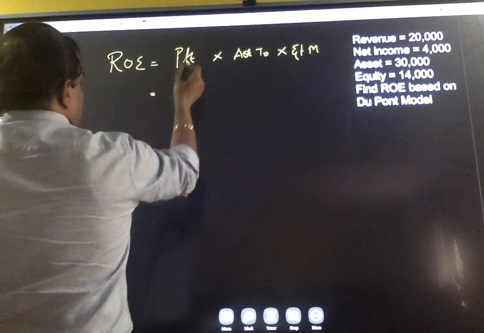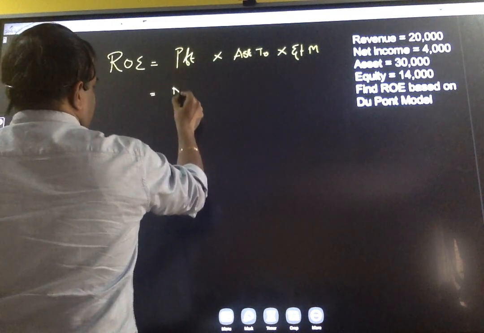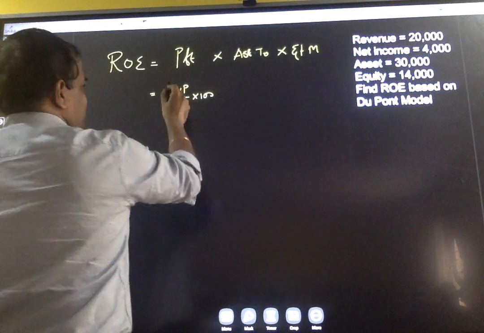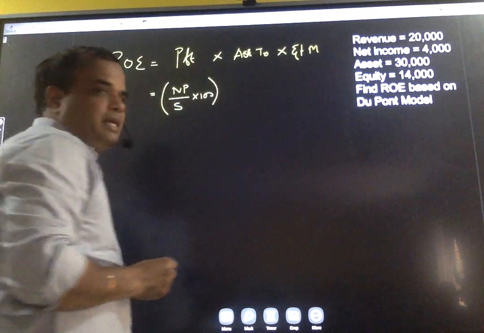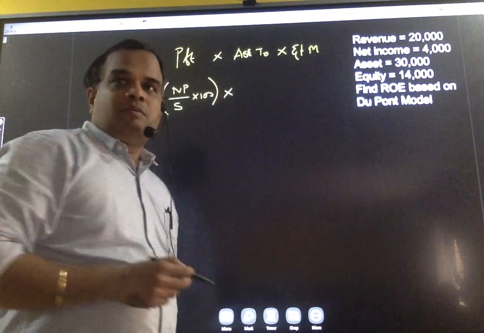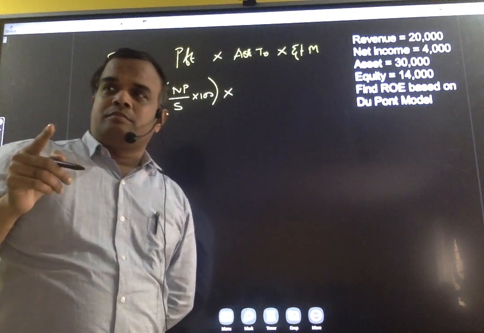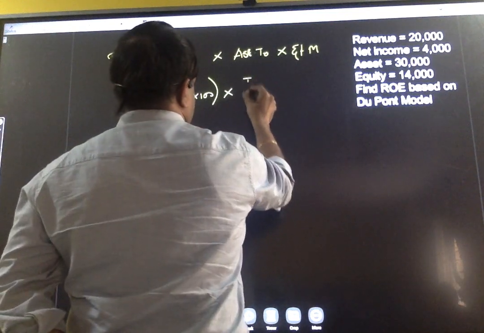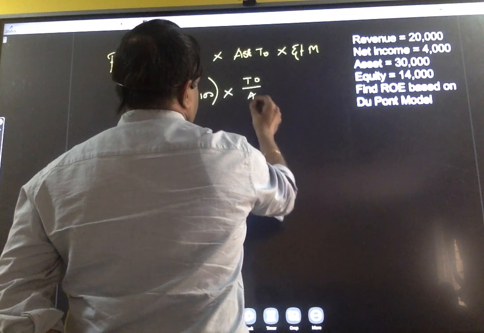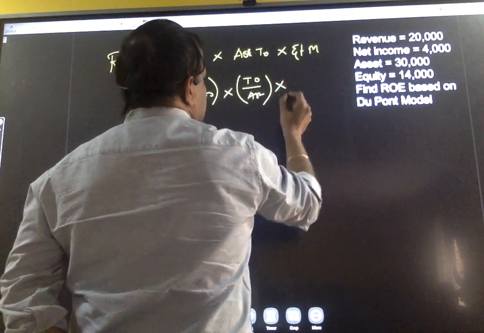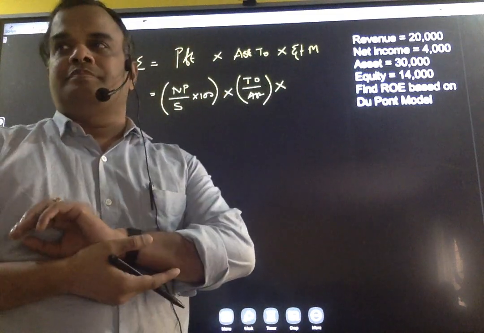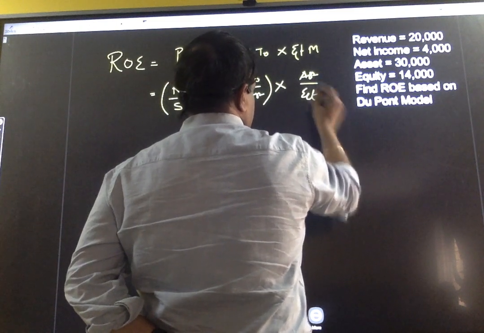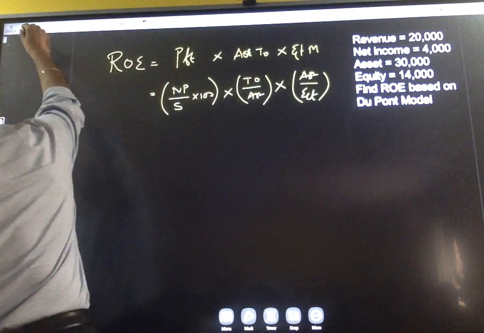Profitability is nothing but the profitability ratio: net profit divided by sales into 100. Asset turnover ratio: what is the formula? Turnover, which is nothing but sales, divided by total assets. Equity multiplier: assets divided by equity.